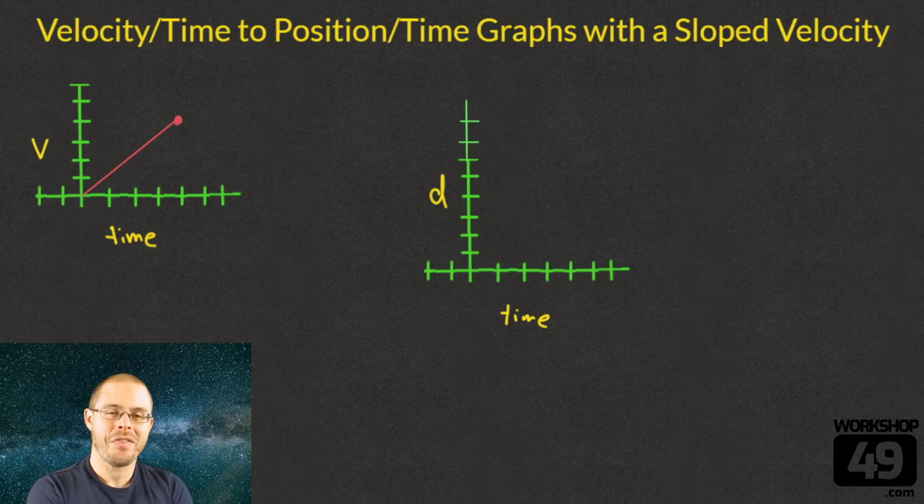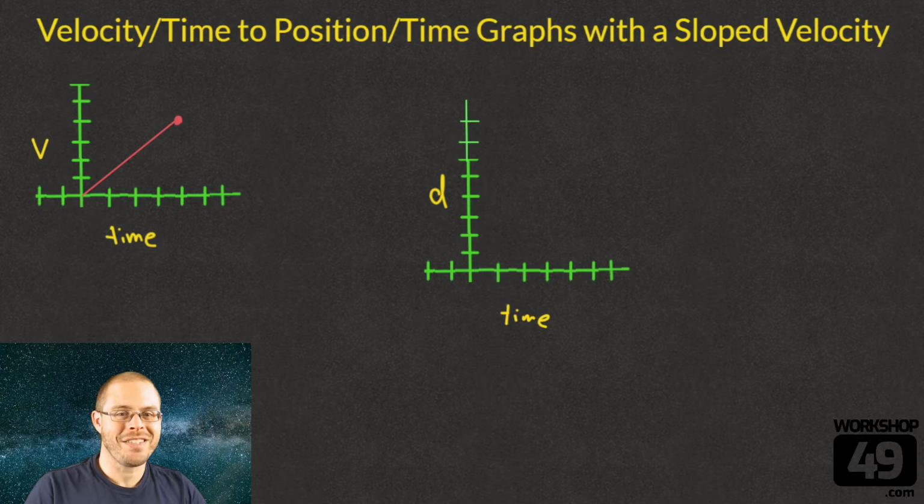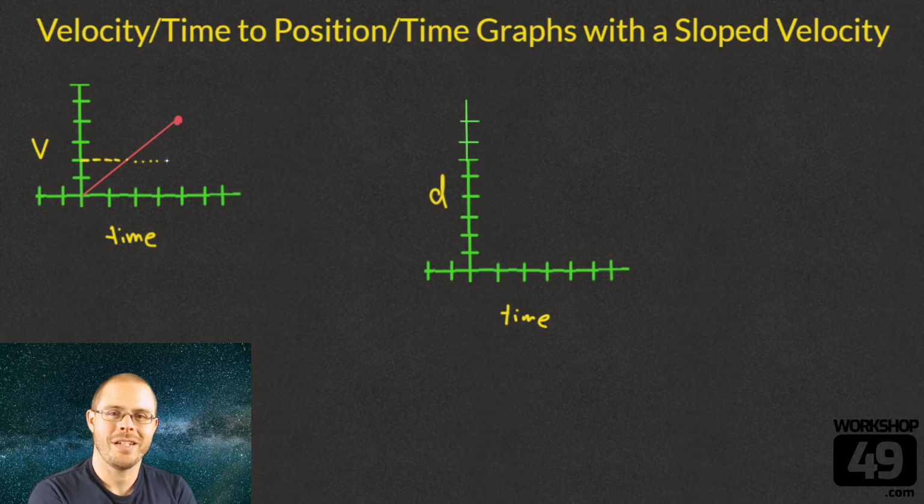Hey everyone! In this video, we are going to be converting a velocity time graph to a position time graph, but we have a sloped velocity. So we've worked with velocity time graphs where it's been flat the whole time, but with a slope, the trick is to actually make it flat. And to do that, we're going to take the average of what the velocity is.